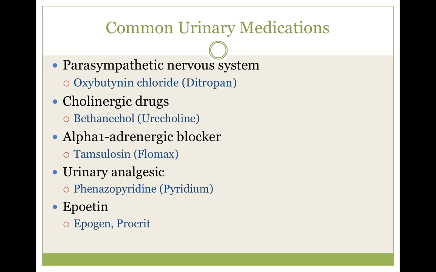And then lastly, epoetin. It stimulates bone marrow to produce red blood cells, and this may be given to patients who have chronic kidney disease to treat anemia. Examples of these medicines are Epogen and Procrit.